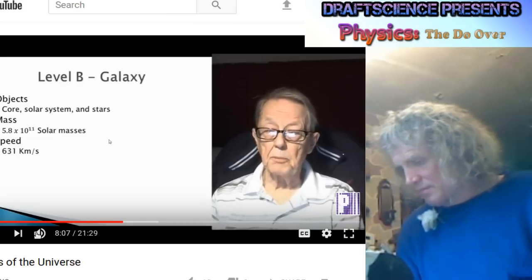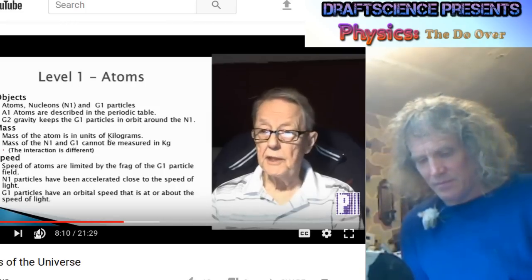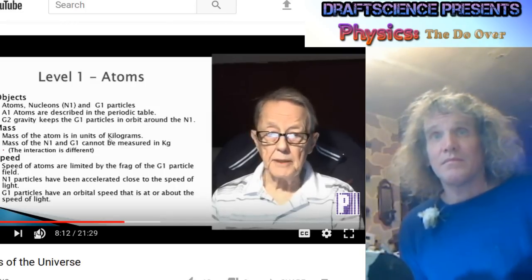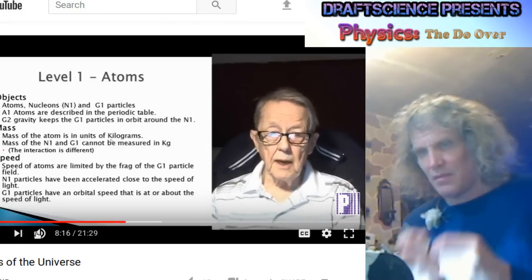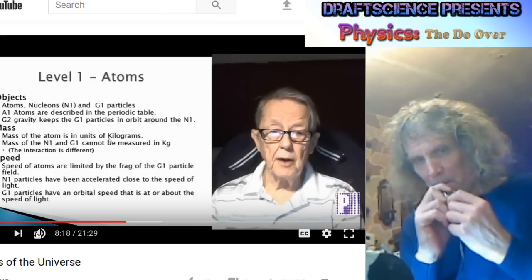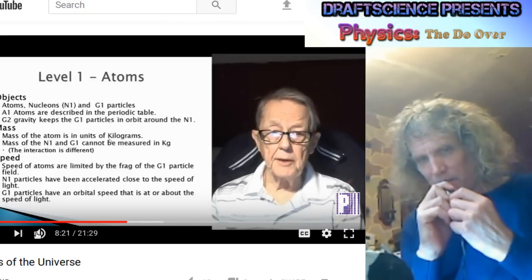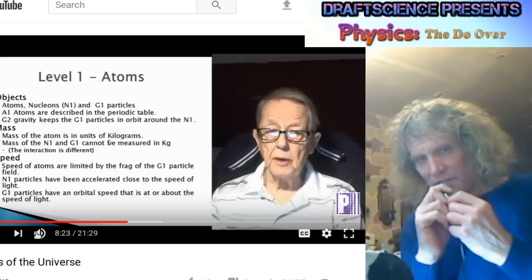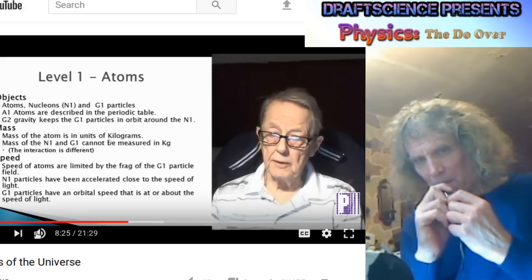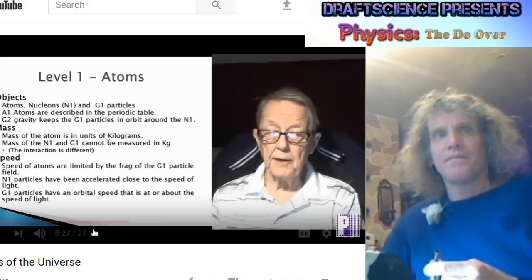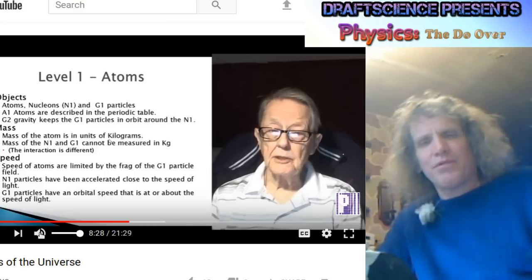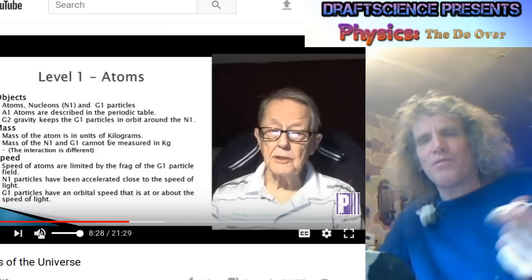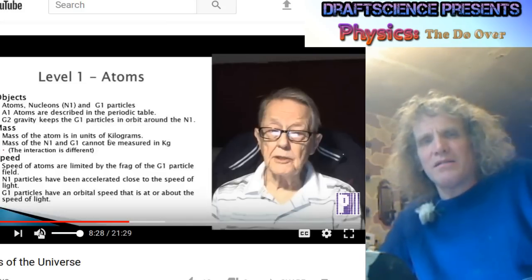I stop at level B. Level C, I'm not even describing. Starting at level 1, going down, the objects included here are atoms that are in our periodic table, made from nucleons and G1 particles. I've been saying that over and over again, and it doesn't fit with 200 years of science. So I don't know why nucleons and G1 particles.